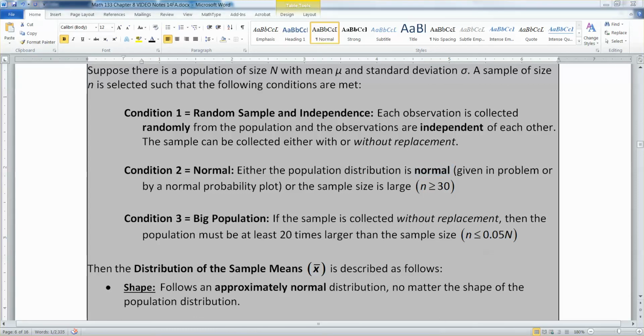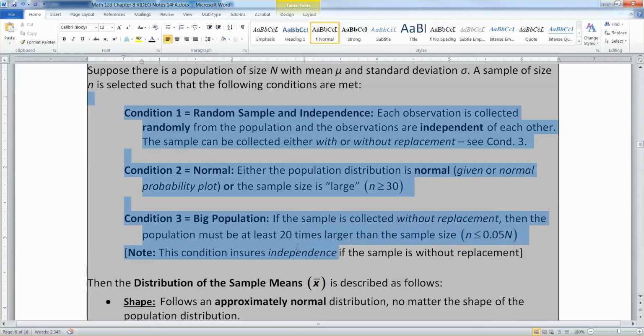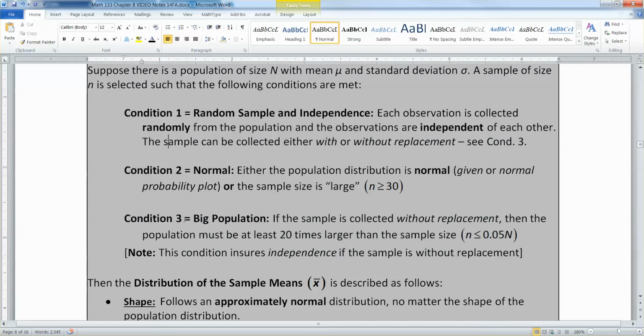And for our purposes, large, quote unquote, is n greater than or equal to 30. I'm going to put large in quotes because, of course, 30 is not that large, but it's large enough for our purposes. All right, there we clarified that up. And then I also threw in this little note right here. This condition ensures independence if the sample is without replacement. So if we have these three things, and to be honest with you, we usually assume 1 and 3 kind of automatically, more or less for most problems. So that leaves us mostly checking number 2, that n is greater than or equal to 30.